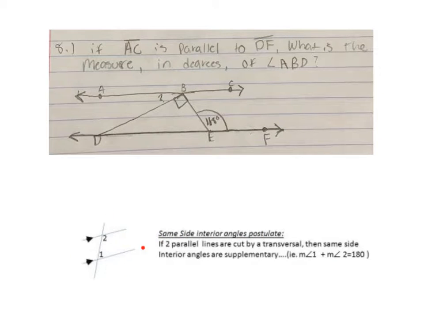And when you look at your parallel lines cut by a transversal, same side means now you are on the same side of this transversal. They are still inside the parallel lines. So they're these two angles right here. These two angles are not going to be congruent. These two angles are going to be supplementary. They're going to have to add up to 180.